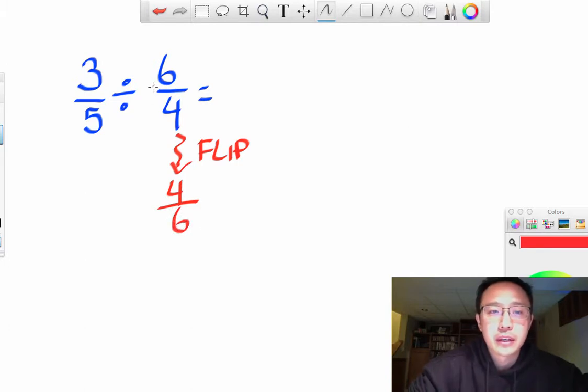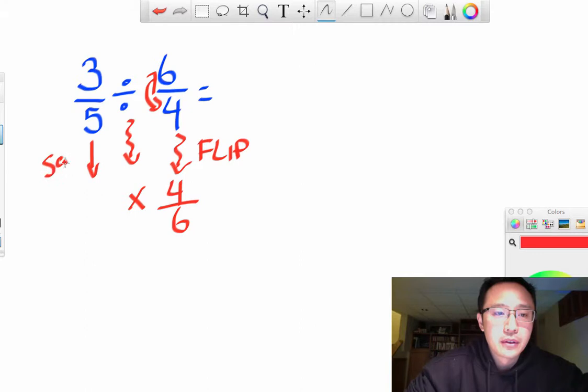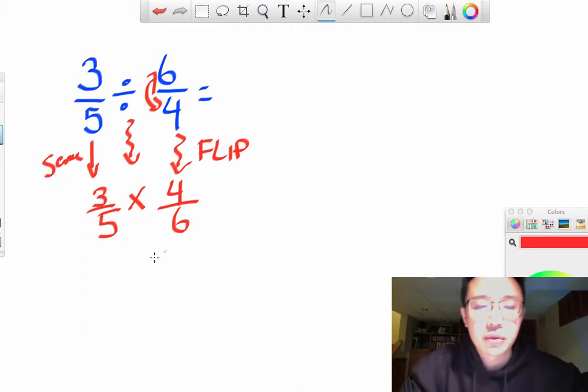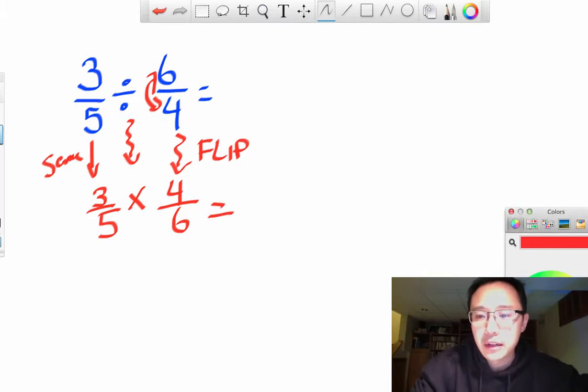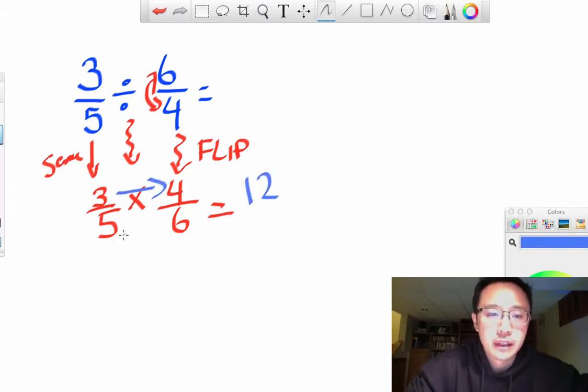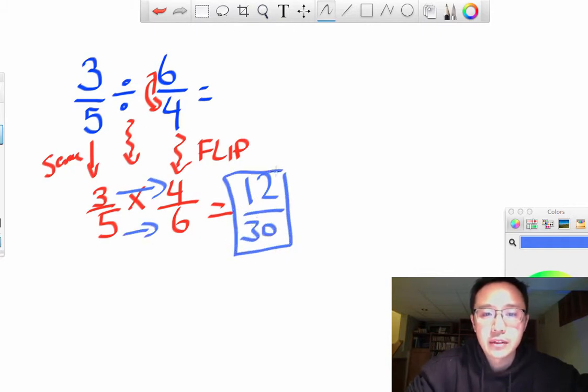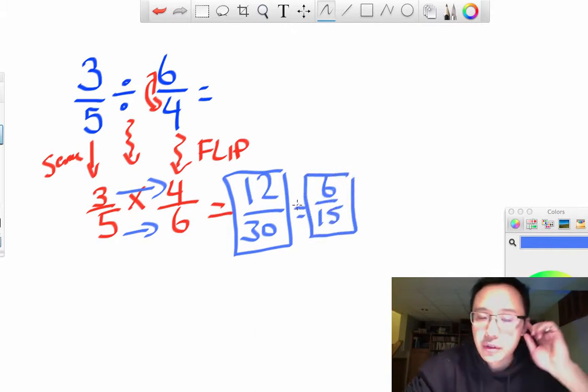So basically you're just flipping this upside down, and then you're going to change this division sign into multiply. This stays the same, so it's just going to be 3 over 5, and now you have a multiplication question. So you're going to multiply across. 3 times 4 is 12, 5 times 6 is 30. And that's your answer. Now, of course, you can reduce this to, I think, 6 over 15. That's the answer for division.